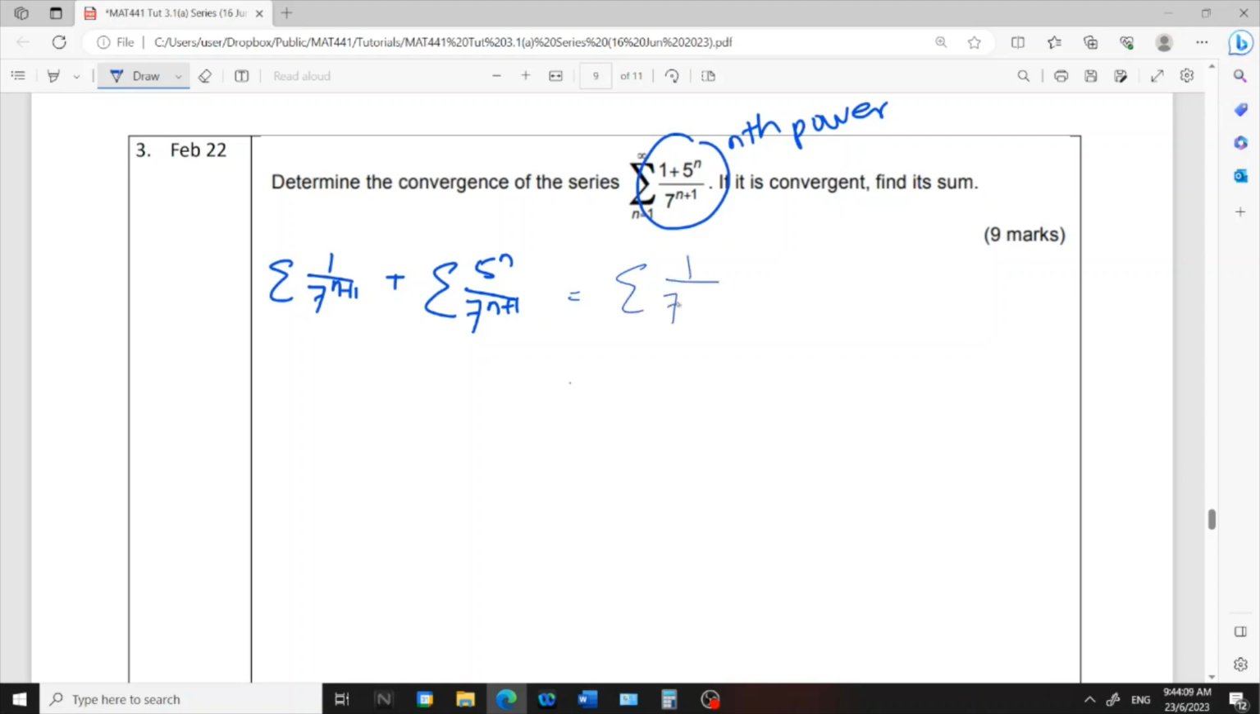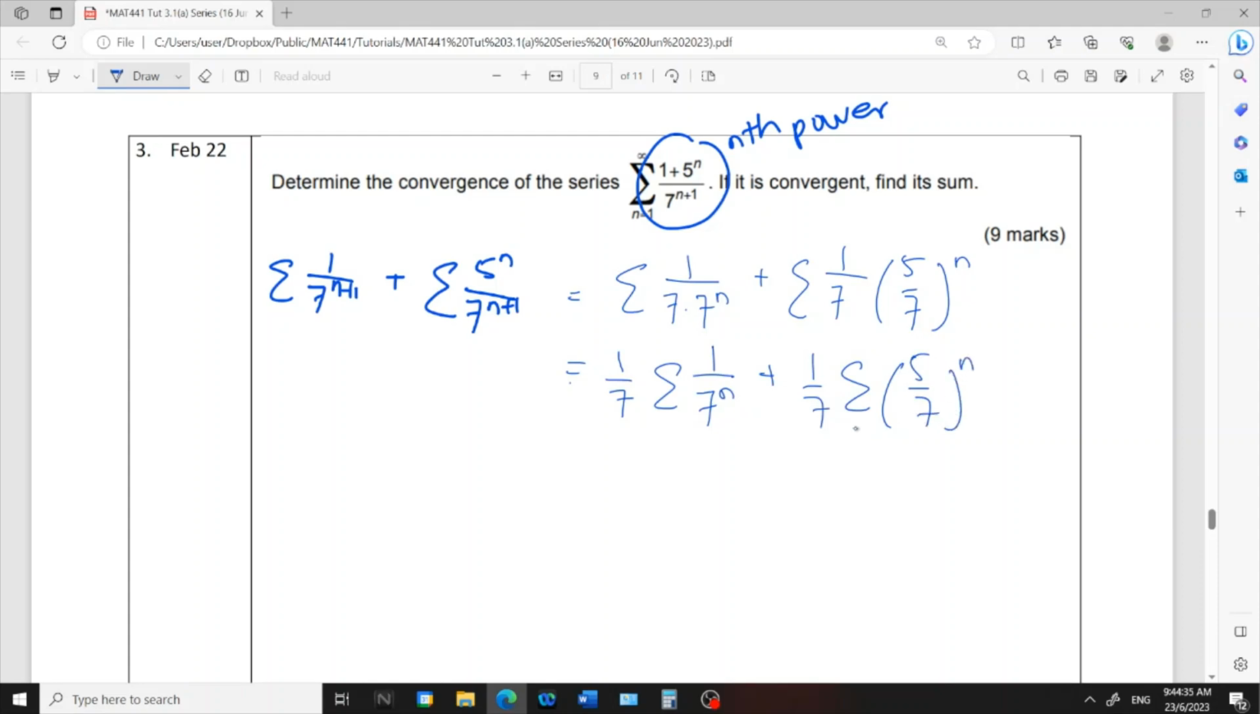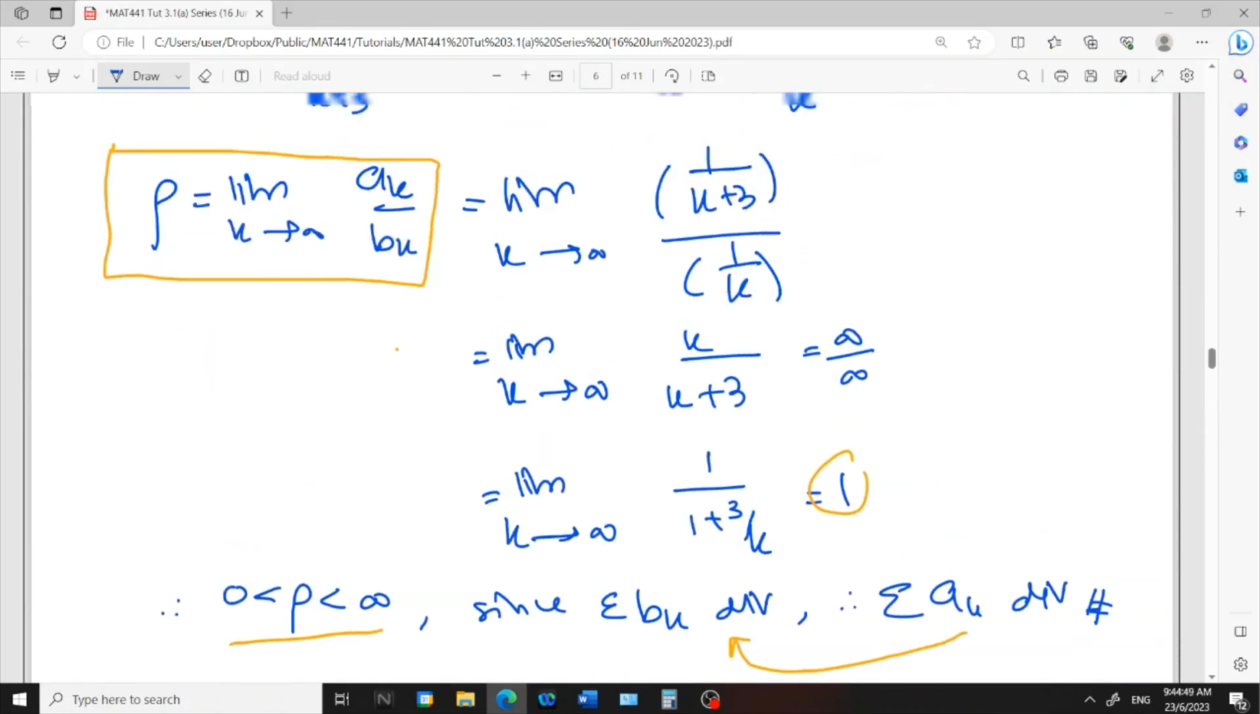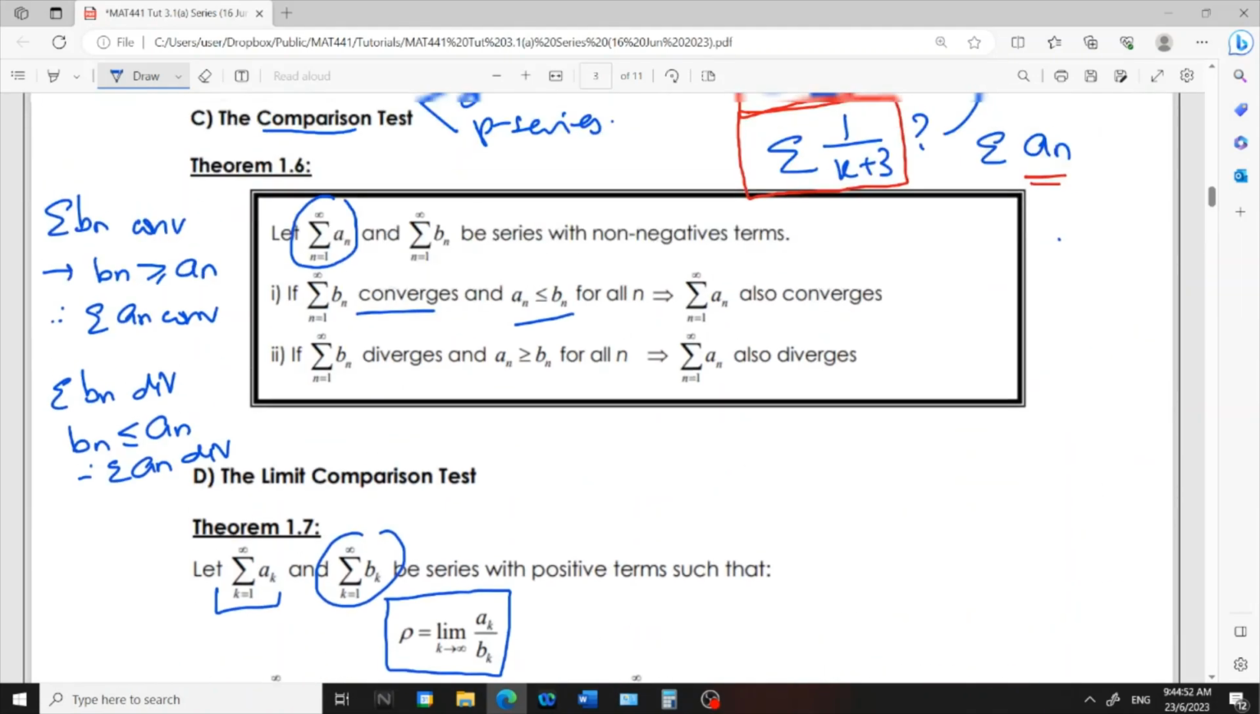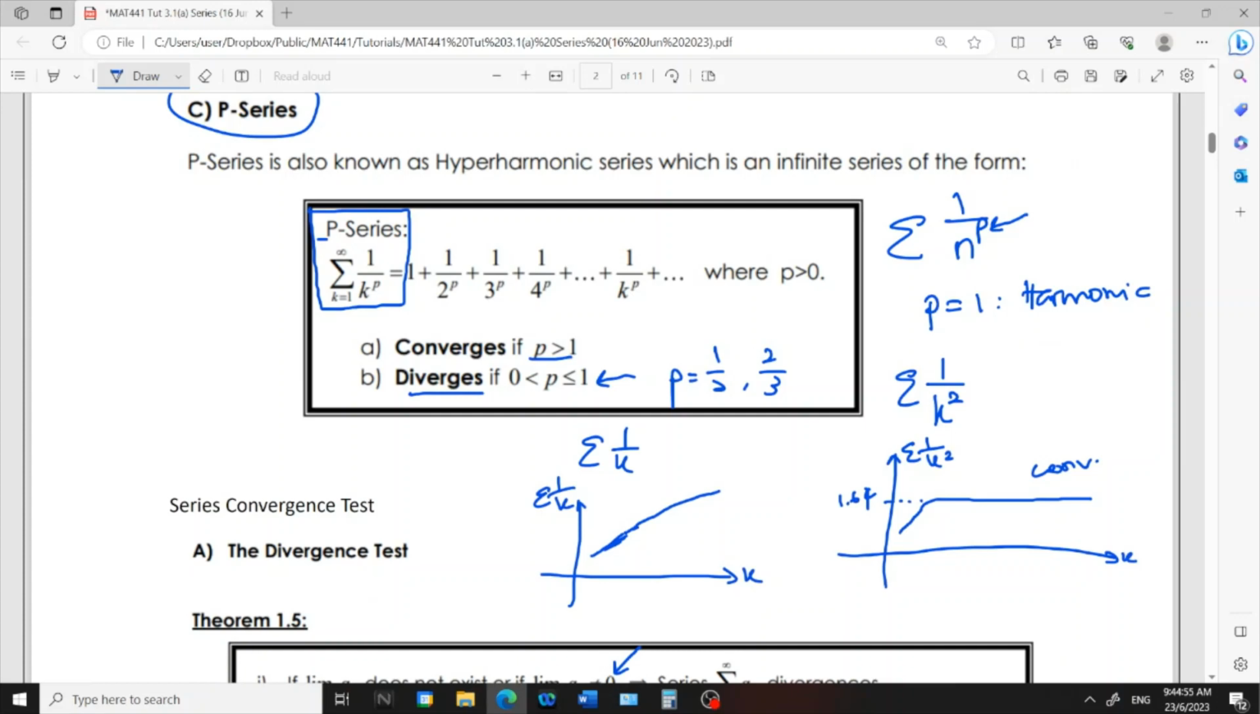This becomes 1 over 7 times 7 to the power of n, plus 1 over 7 times 5 over 7 to the power of n. Here 1 over 7 is the coefficient, so we can write the coefficient outside of the sum symbol. From here we can already conclude the convergence of the series because this is a geometric series. So let's compare with the geometric series.